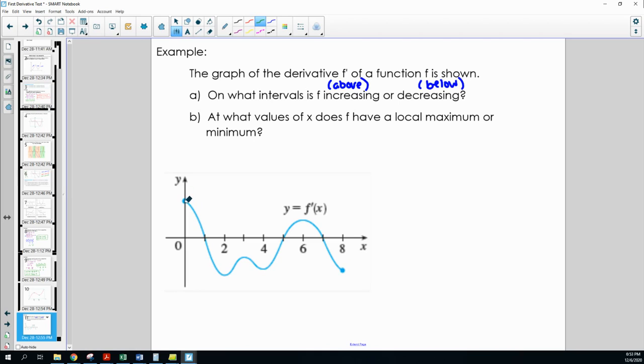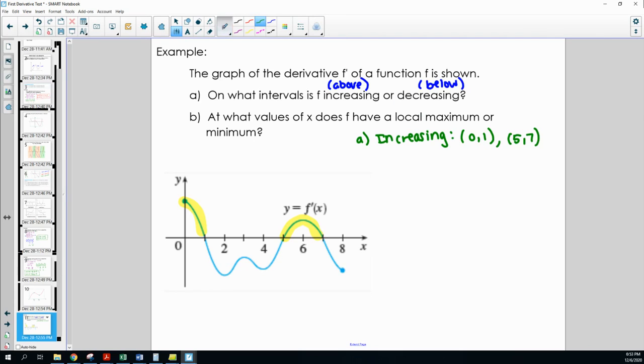So we can look at our graph and we can see that it's above the x-axis. I'll try to highlight. Yeah, let's do that. So it's above the x-axis here from 0 to 1. It's also above the x-axis here. So we've got, I'm just going to put A here. So it's increasing from 0 to 1 and 5 to 7.